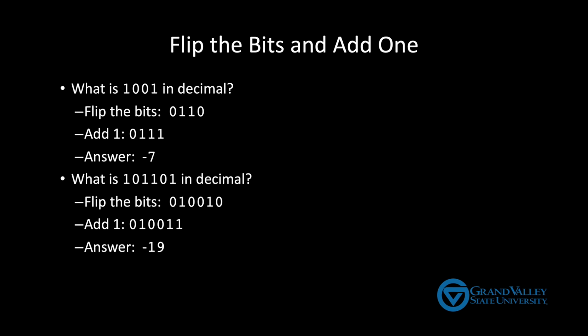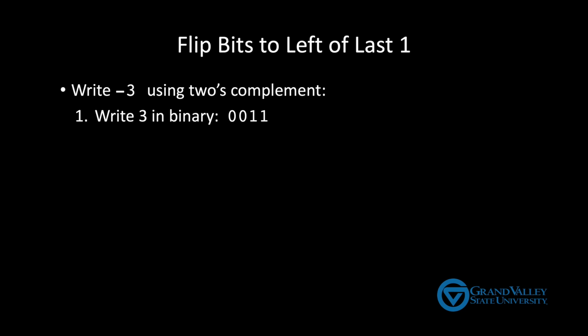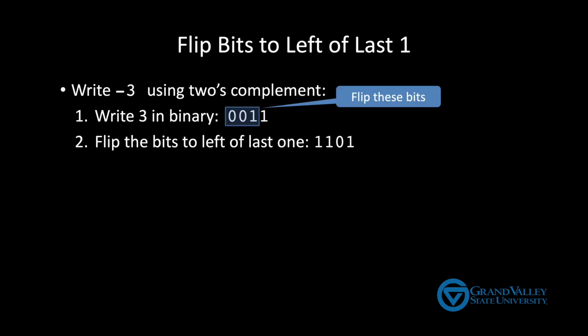A second shortcut is to flip the bits to the left of the last one. Let's see what that means when encoding negative 3. So we write 3 in binary, 0011. The last one, in this case, is the rightmost bit, so we flip all of the other bits, giving us 1101, like we saw before.